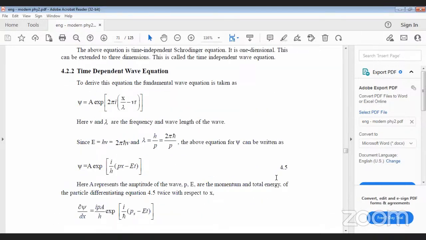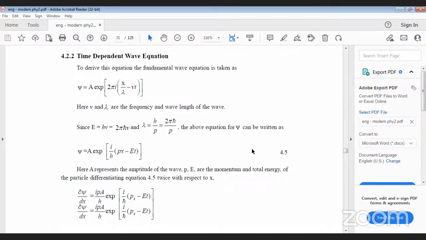What about the time dependent wave equation? So the time dependent is equal to a exponential 2 pi i x by lambda minus nu t. One thing I suggest you: if you want to get the clear and simplest form of the derivation related to Schrodinger's time dependent as well as time independent equations, better to go for the regular UG physics book, Unified Physics.